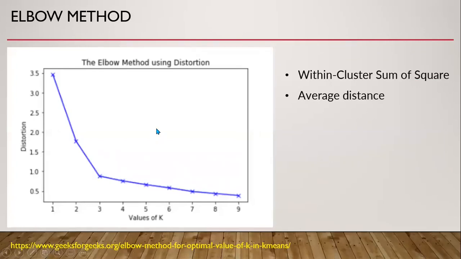How do we identify the appropriate number of clusters? For this, we use the elbow method. Usually we use the within cluster sum of squares. We can also use average distance.